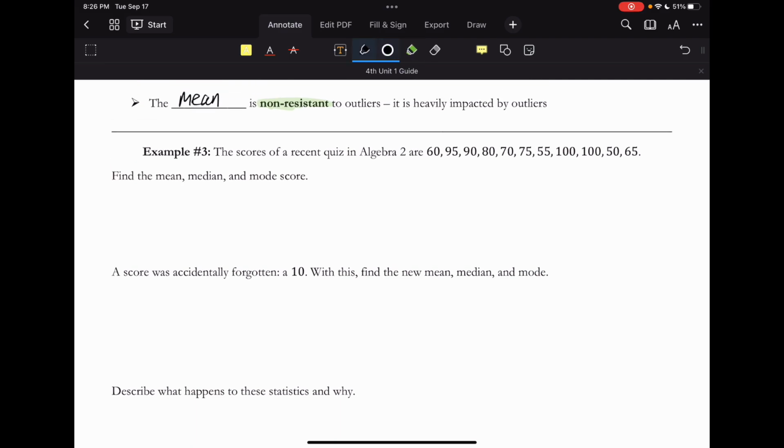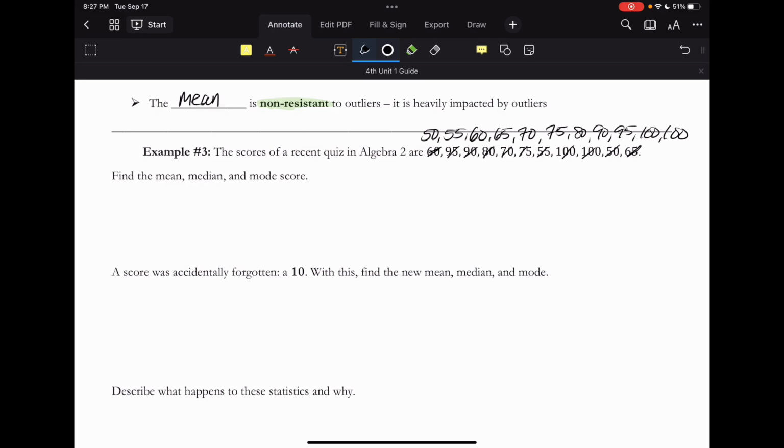So again, we're going to list all these in order. So I'm going to start, I got 50, and then there's a 55, then there's a 60, and then we got 65, 70, 75, 80, 90, 95, and then 2 100s.